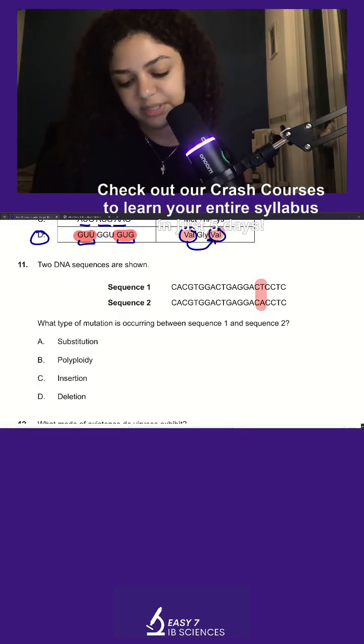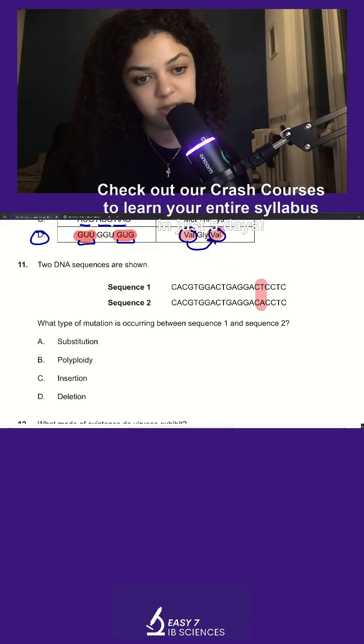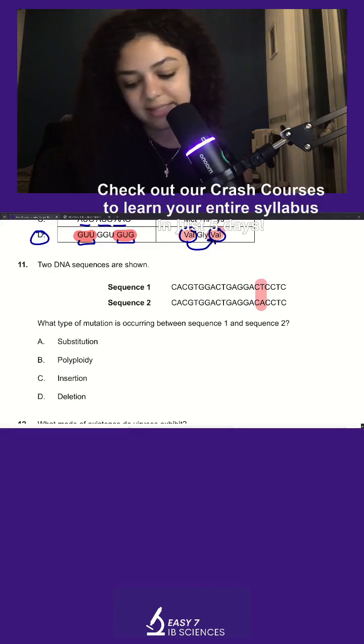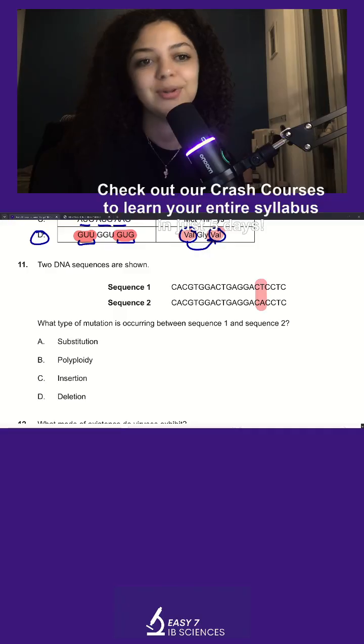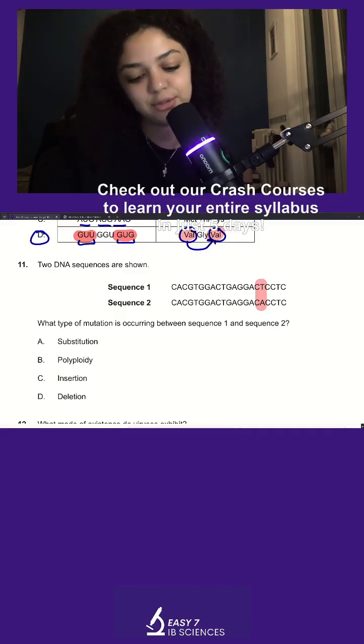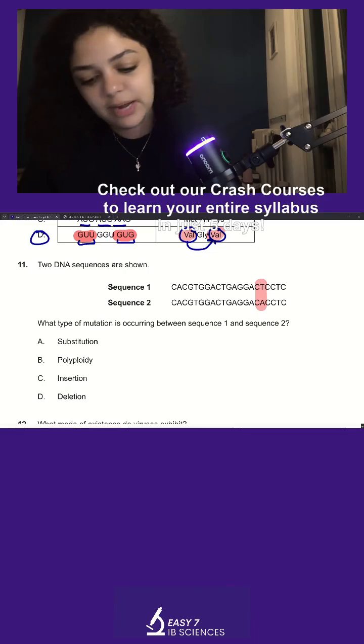Okay, what happens when you go from T to A? Is it substitution? Is it polyploidy? Is it insertion or deletion? I think this one's a good one. Exactly. Everyone's saying A. So you're substituting thymine for adenine.